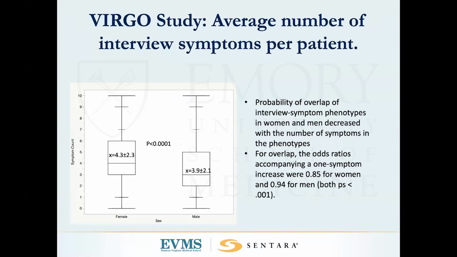So in addition, at the population level, on the average, women had more symptoms than men. There were on the average 4.3 symptoms per woman versus 3.9 symptoms per man. And the probability of the overlap in the interview symptom phenotypes in women and men decreased as the number of symptoms in the phenotypes increased. For the overlap, the odds ratios accompanying a 1 symptom increase were 0.85 for women and 0.94 for men, both statistically significant.